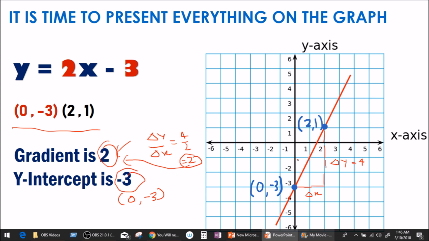Now y-intercept also means the point on the graph where the line cuts the y-axis. So this line AB is cutting the y-axis at minus 3. That's why our y-intercept is minus 3. So we are done with the question.